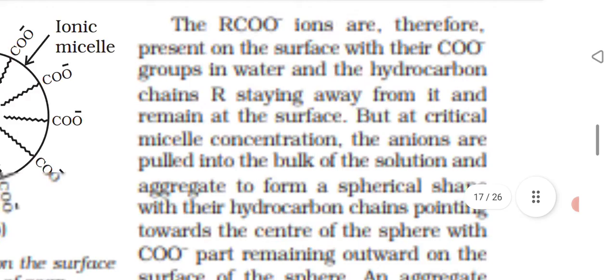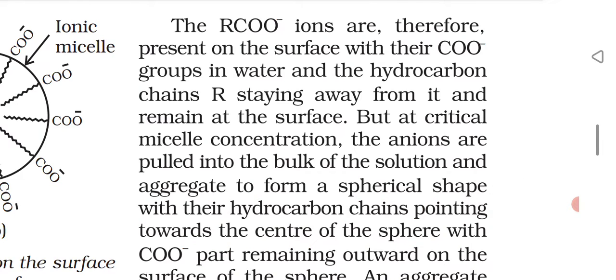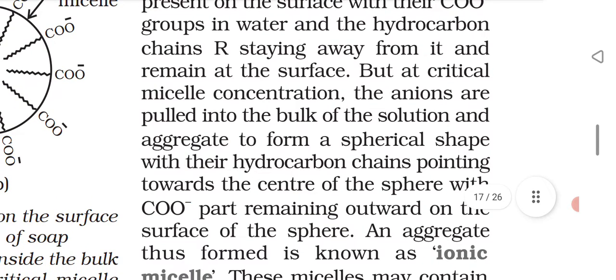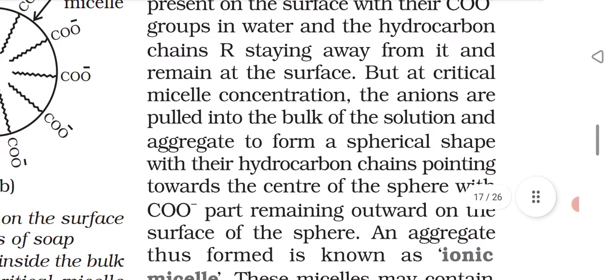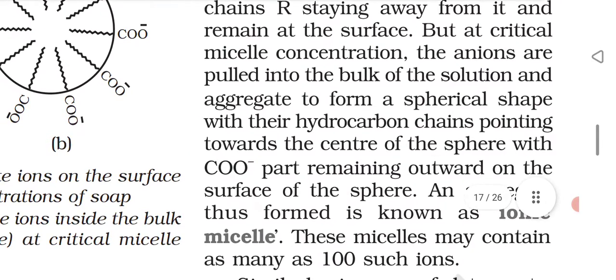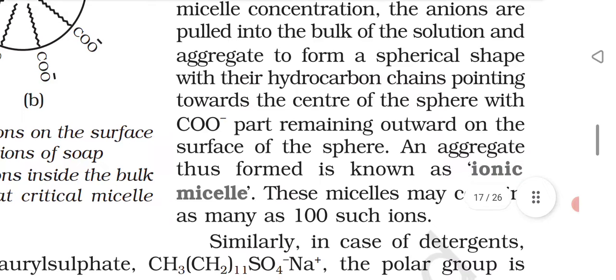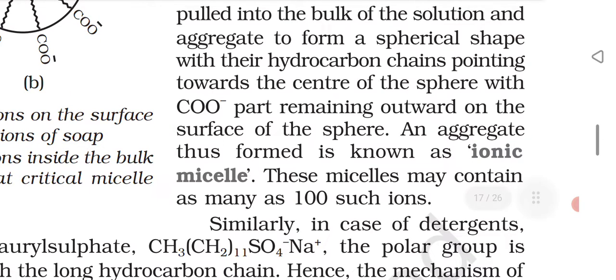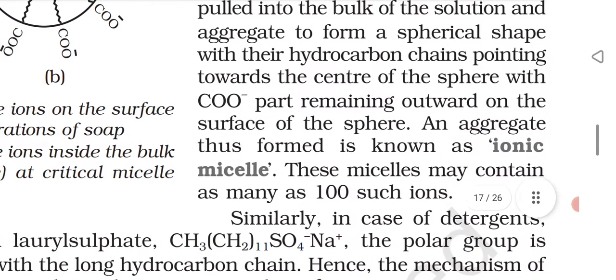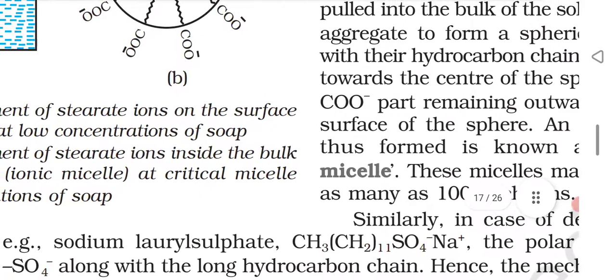The RCOO minus ions are therefore present on the surface with their COO minus groups in water, and the hydrocarbon chains are staying away from it and remain at the surface. But at critical micelle concentration, the anions are pulled into the bulk of the solution and aggregate to form a spherical shape with their hydrocarbon chains pointing towards the center of the sphere, with the COO minus part remaining outward on the surface of the sphere. An aggregate thus formed is known as an ionic micelle. These micelles may contain as many as 100 such ions.